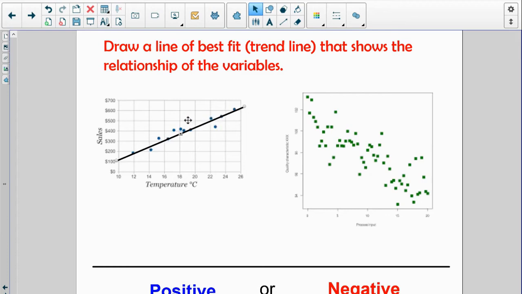So now this is closer. Some of these other points are further away than they used to be, but you know what? They're not any further away than this one is. So I'd say that's a pretty good line of fit right there.